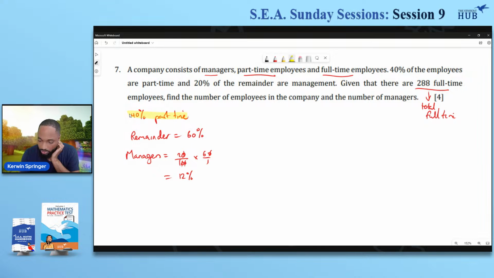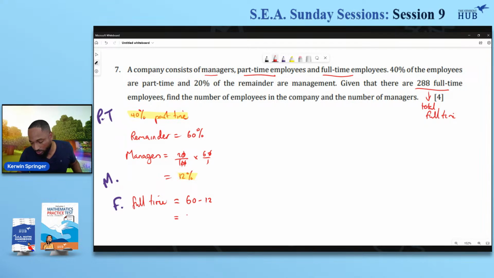So okay, 40% part-time, 12% managers. Do you see where I'm going? So part-time, we have the managers here. So finding the full-time shouldn't be that bad. The full-time will be a whole 100% minus the 40, which you already know is 60, and then we need to take the 60 and minus the 12. So the full-time, because that's the one they were given, and to equate that, full-time will be 60 minus 12, which is 48.